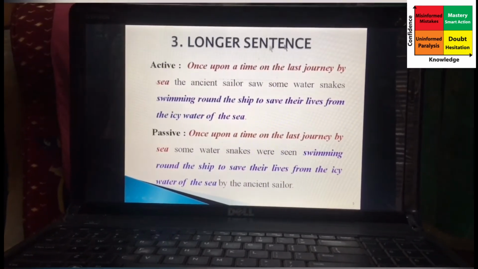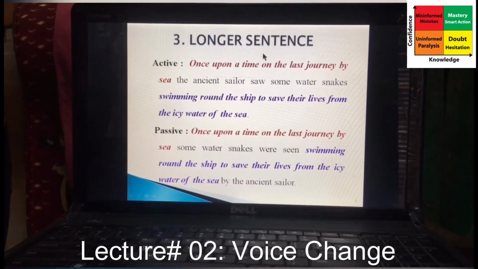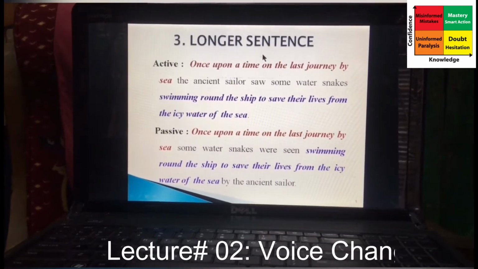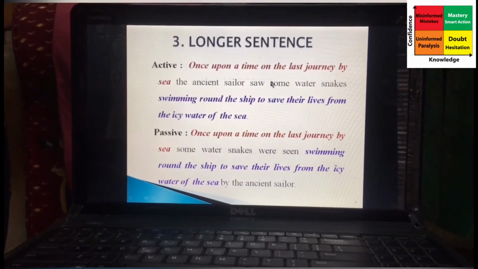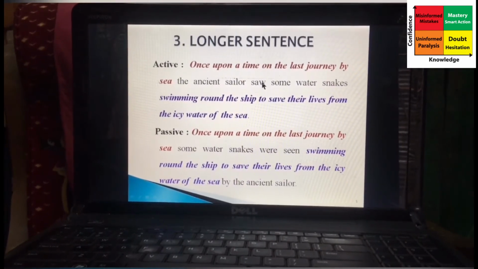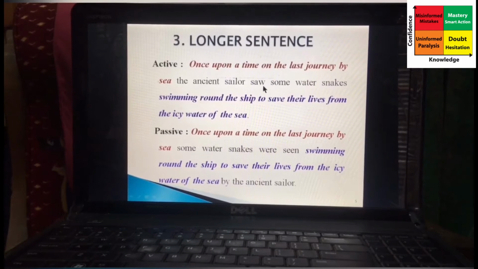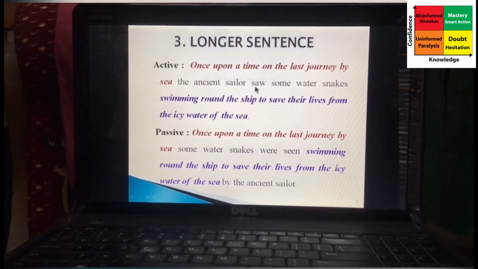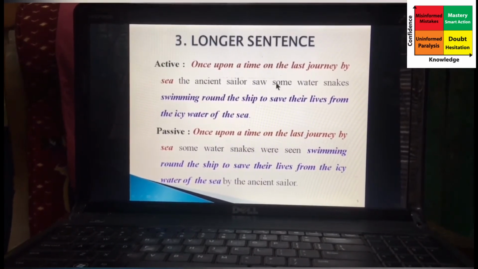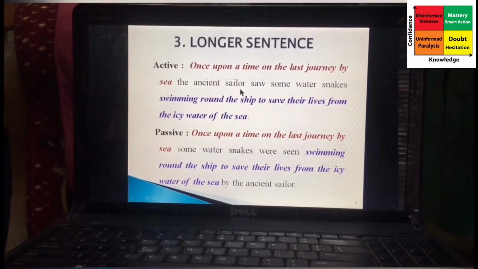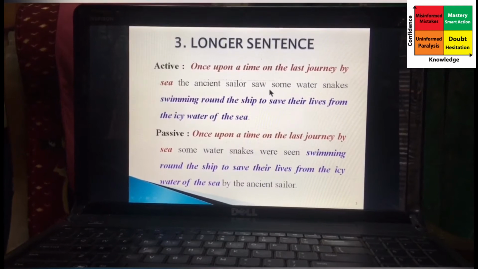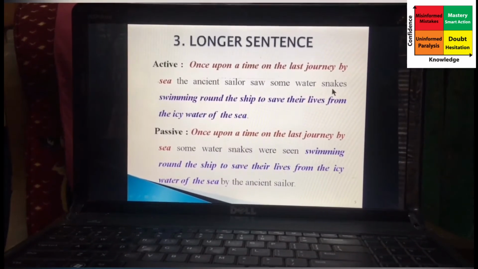Next we have to discuss longer sentences. Yes, whenever a sentence is long, students are afraid of solving this problem. It is very easy. At first you have to search for the verb. So we are getting saw is the verb. So before the verb we are getting the subject, and after the verb we are getting the object. Like here the ancient marine sailor, it is the subject, and some water snakes, it is the object.